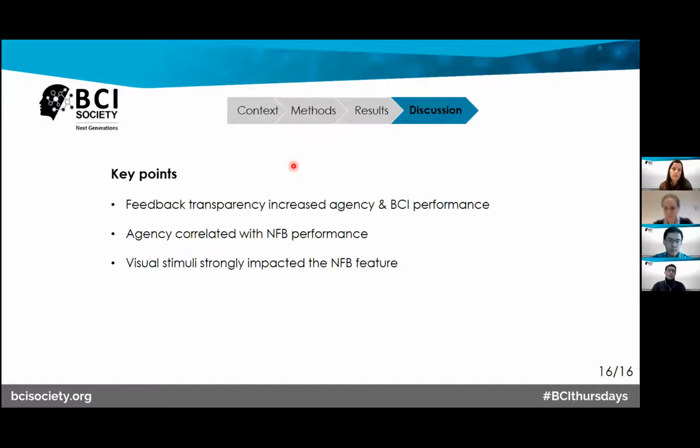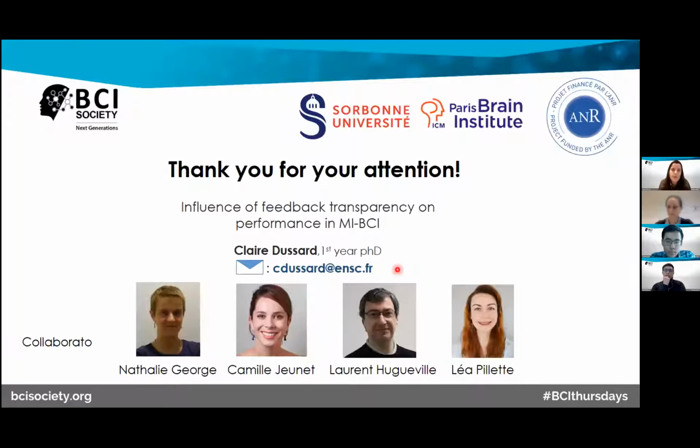So the key points of this presentation: we showed that feedback transparency seemed to improve, for visual feedbacks, the sense of agency, as well as the BCI performance. Agency seemed to be correlated with the neurofeedback performance. And finally, we report that the visual stimuli contained in the feedback seem to impact the neurofeedback feature. So this should be something that should be reported in future studies. Thank you for your attention.